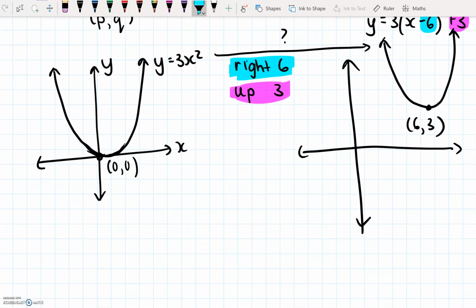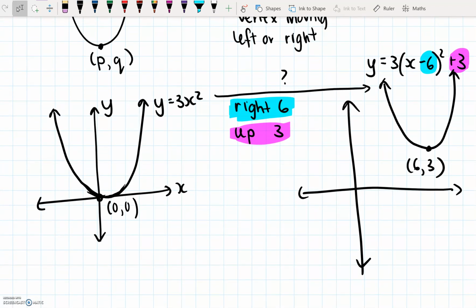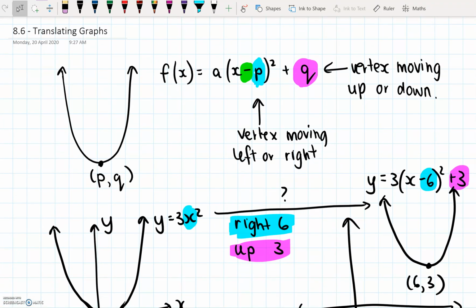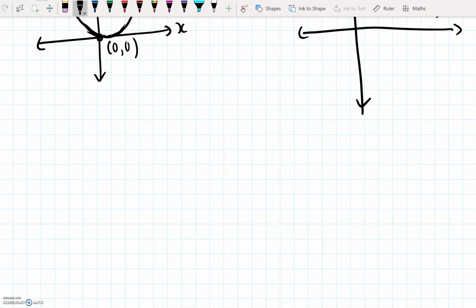Now this actually applies for all formulas. You will find next year when we start doing even different types of formulas, the same pattern always applies. What we've actually done here is we have replaced x with x minus p. We've replaced x with x minus p, and that's the pattern that we always use, and we always just go plus something to make it move up or down.